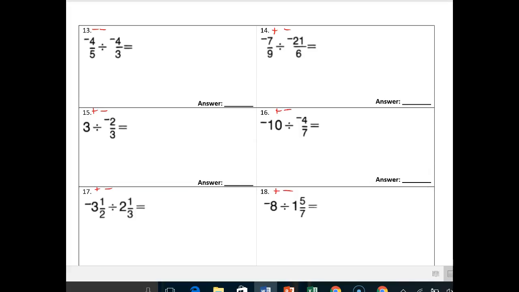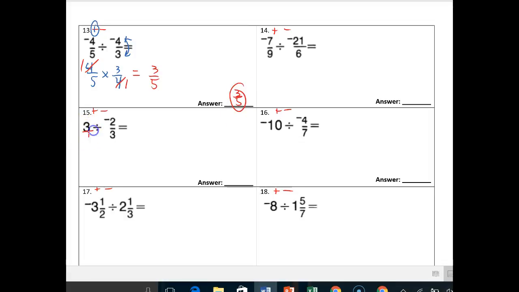Number 13. So my answer will be positive here because I had 2 negatives. So we got to flip this first. So negative 4/5. Actually, I don't have to worry about the negatives anymore because my answer is positive. 4/5 times 3/4. And look at that. The 4s will cancel out. Always flip before looking to cross cancel, guys. So positive 3/5 is your answer.